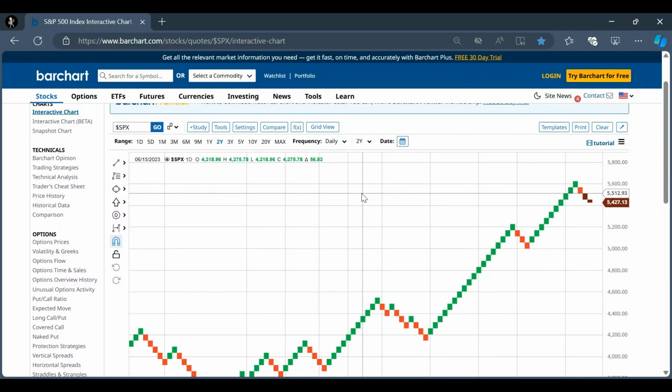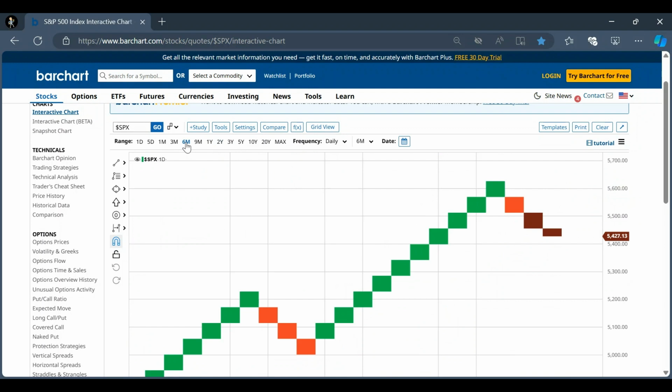Renko charts are made up of bricks. A new brick is formed once the price moves a predefined amount, known as the brick size. If the price moves up by this amount, a green brick is formed. If it moves down, a red brick is formed. Notice how the chart only updates when the price moves by the brick size. This helps in filtering out minor fluctuations and focusing on significant price movements.